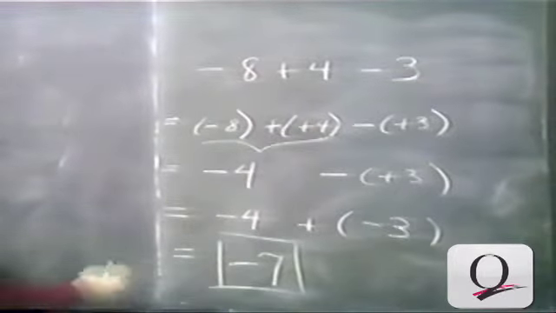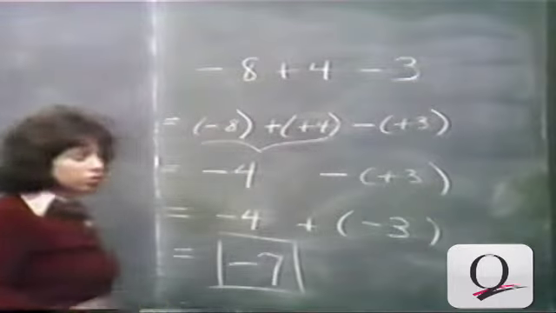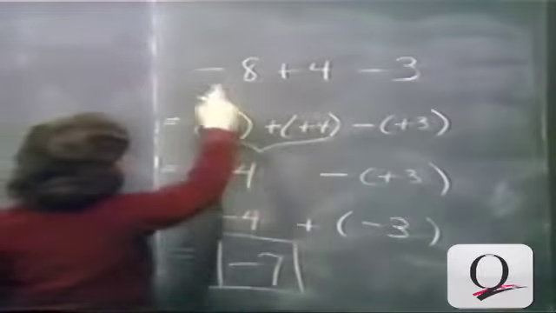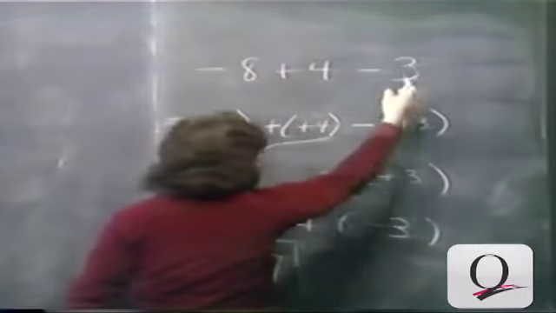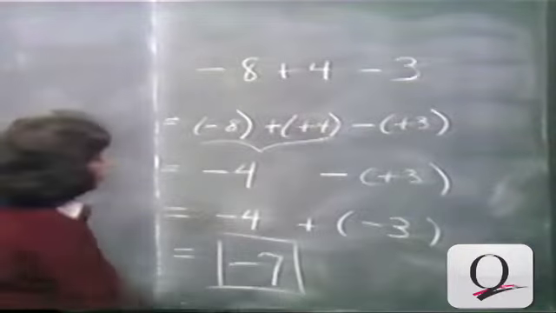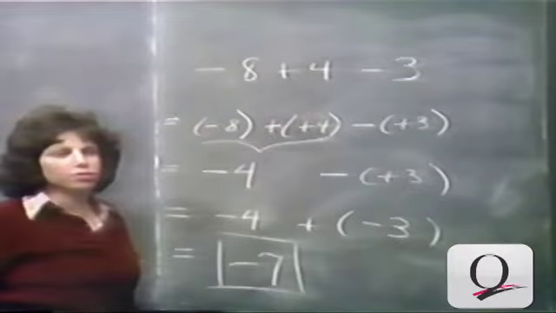By the way, after a while, a problem like this, you'll be able to do almost totally in your head. You'll be able to say -8 and a +4, and that gives you a -4, and then -4 and -3 gives you a -7. You'll be able to do the arithmetic mentally, moving from left to right.